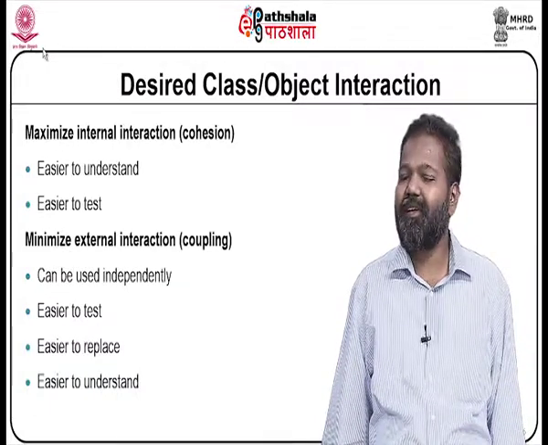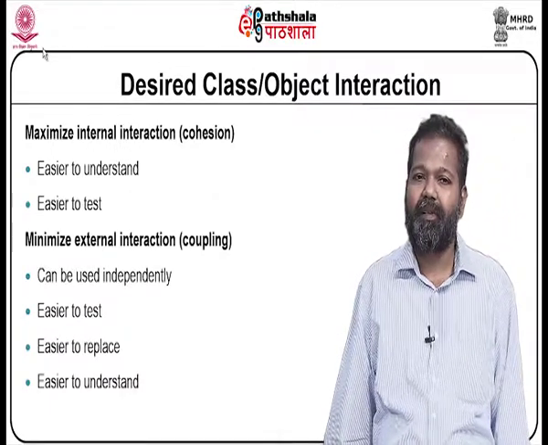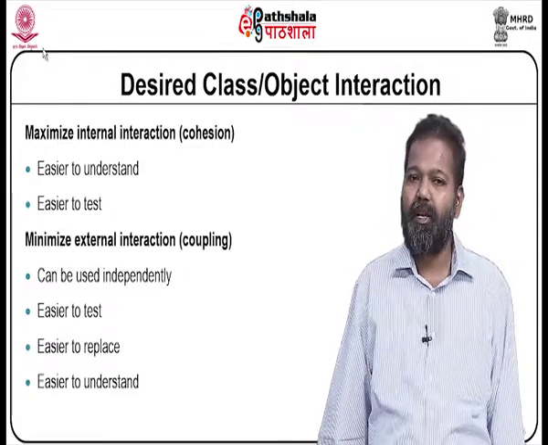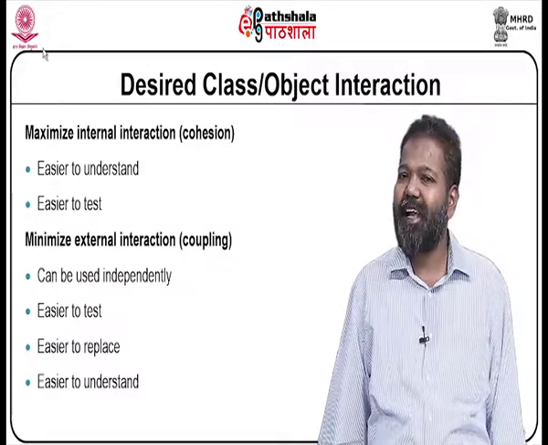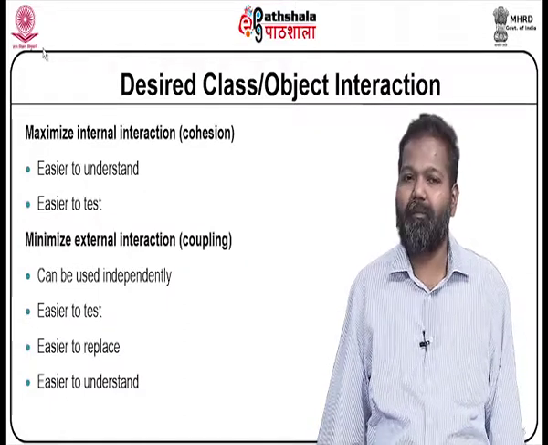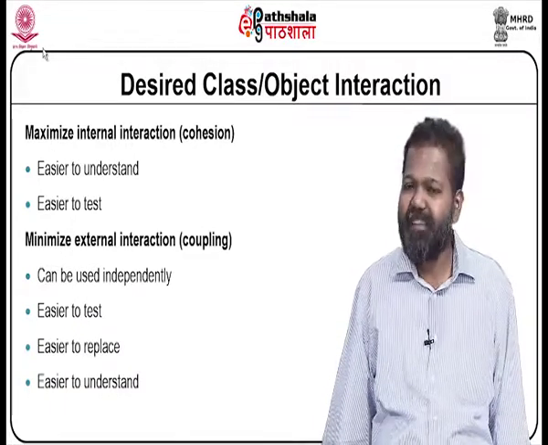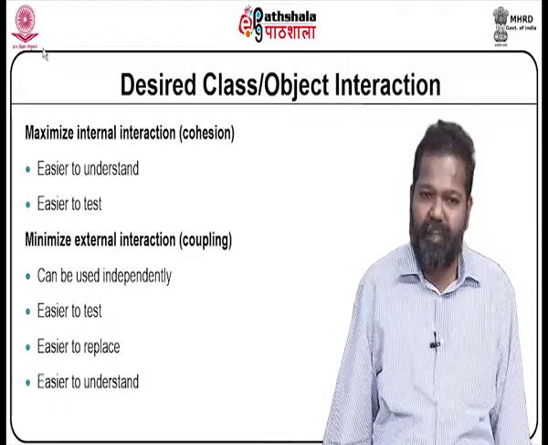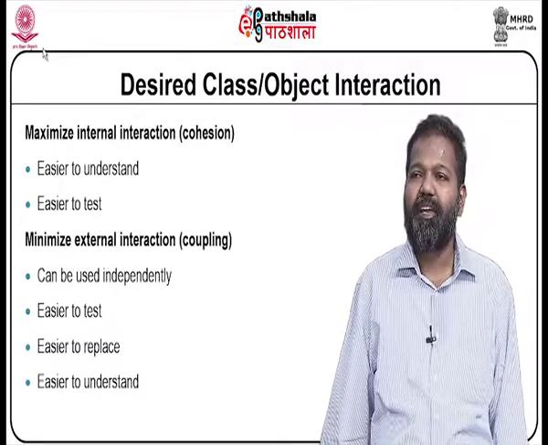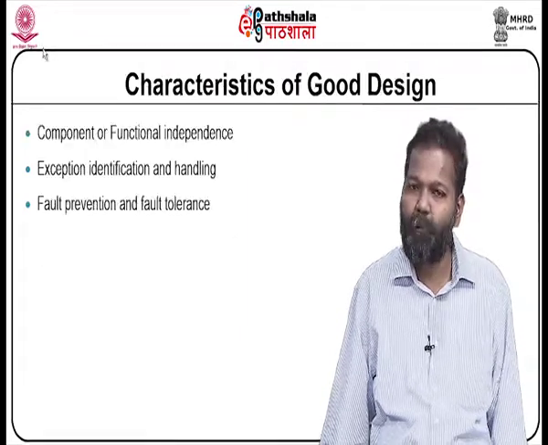Desired class or object interaction: maximize internal interaction, which is cohesion, making the module easier to understand and easier to test. Minimize external interaction, which is coupling, so the module can be used independently, and is easier to test, easier to replace and easier to understand. A module must have high cohesion and low coupling.